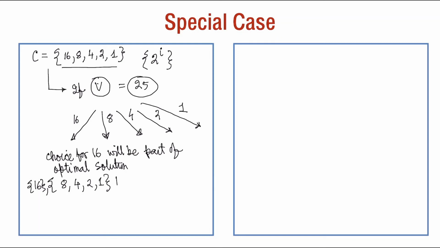Having chosen 16, I have got 16, and if I remove 16 from 21, I get 9, and I have chosen 1. Now here I have options of choosing 8, 4, 2, 1. Again I can prove that because 9 is remaining, if I choose 8, then I will get the best solution. So the others can all be rejected.